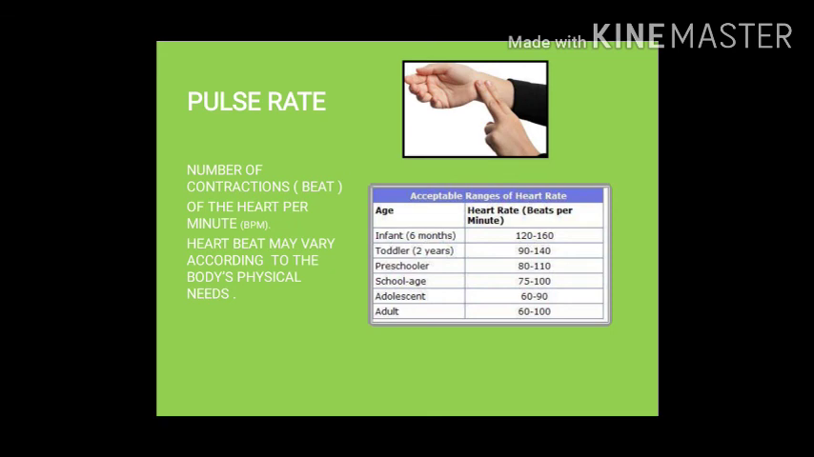For infants it is about 120 to 160. For a child about 2 years old it is 90 to 140. For a preschooler it is 80 to 110. For school age, that is slightly bigger students, it is 75 to 100. For adolescents it is 60 to 90, and for an adult human being it should be around 60 to 100.